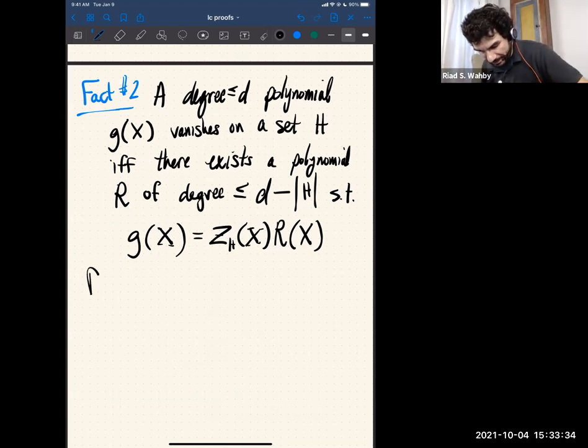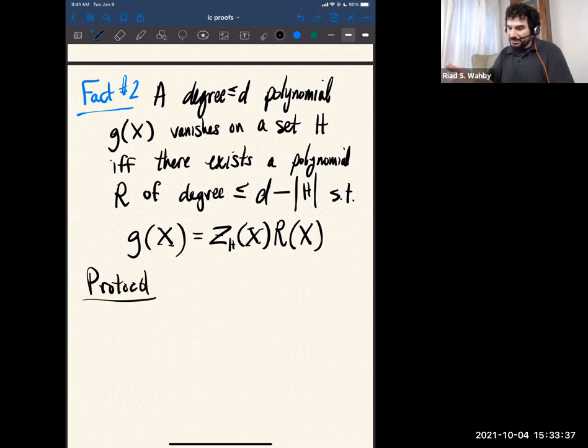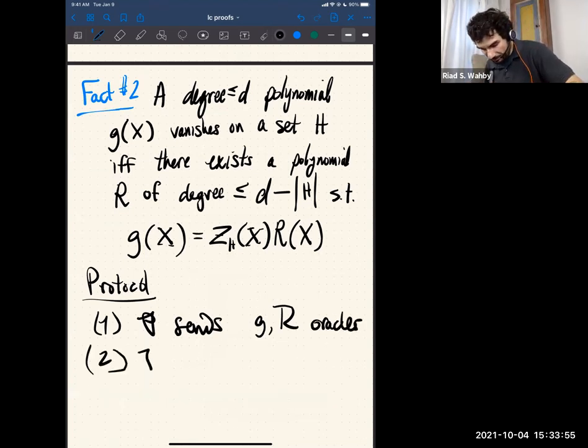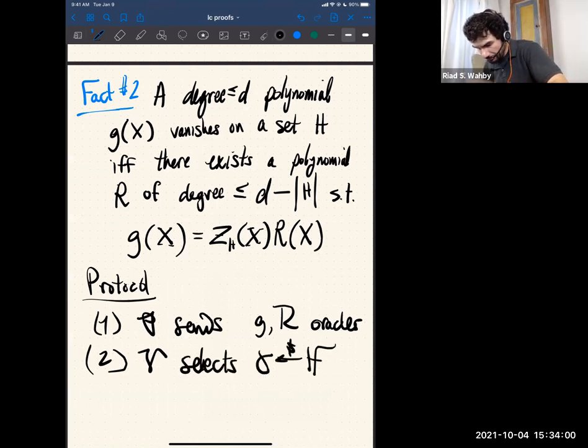And here's the protocol, let's write it down. If there exists an R, the idea is that the prover can materialize it, and then the verifier can query it. So the prover sends G and R oracles to the verifier, then the verifier selects another challenge, gamma, from the field and queries G at gamma and R at gamma.